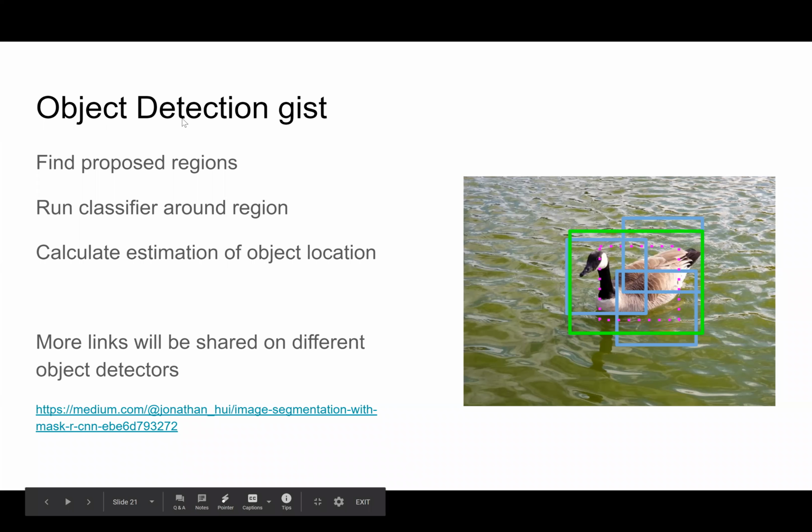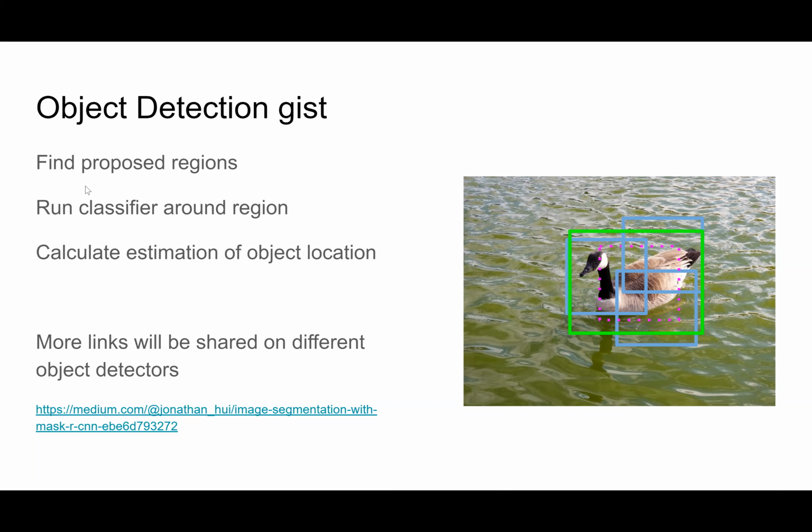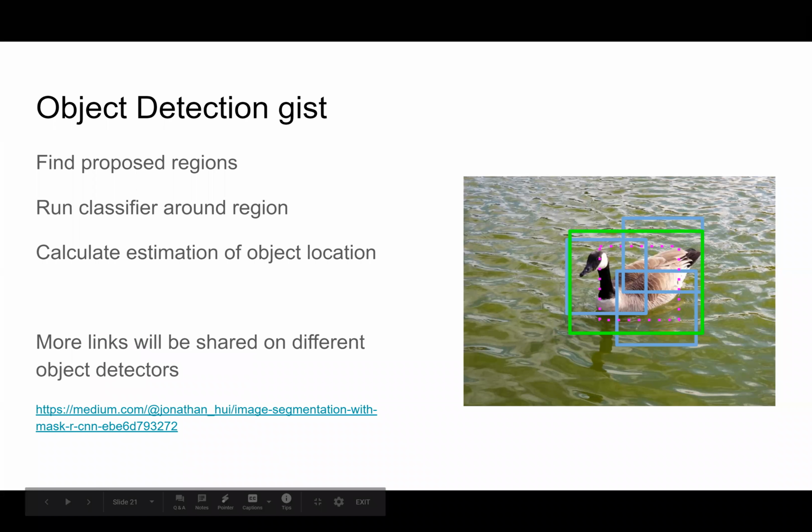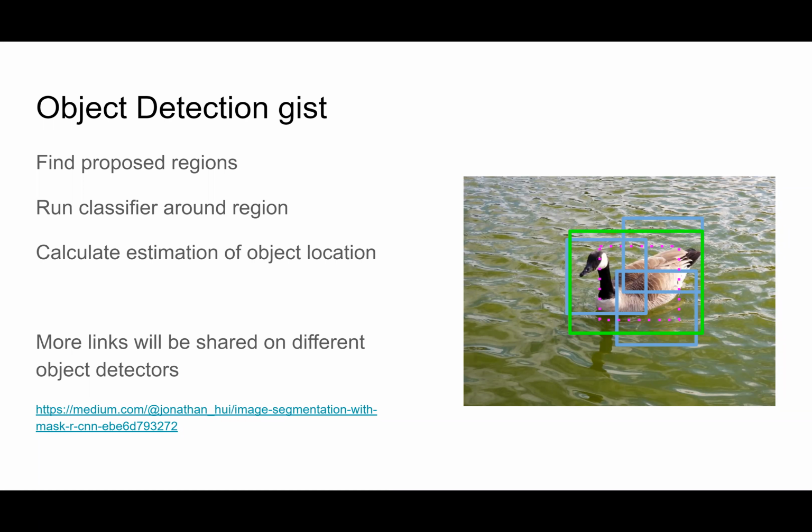So, object detection in a gist. There are different types of object detectors, and I'll share this link in the chat. This goes through several different types, or this one might go deeper into the Mask R-CNN one, sorry. But I do have links to share with the other types if you're interested in reading them after the talk.